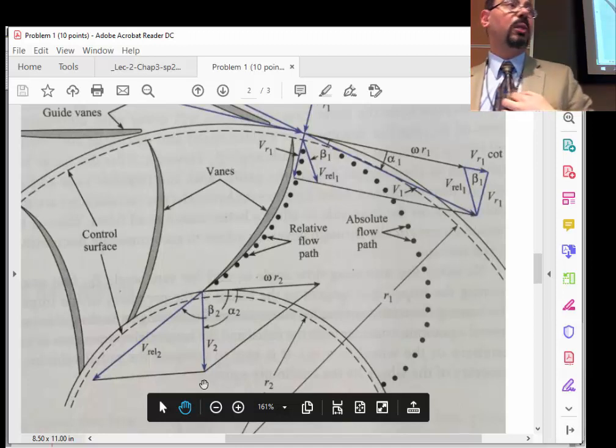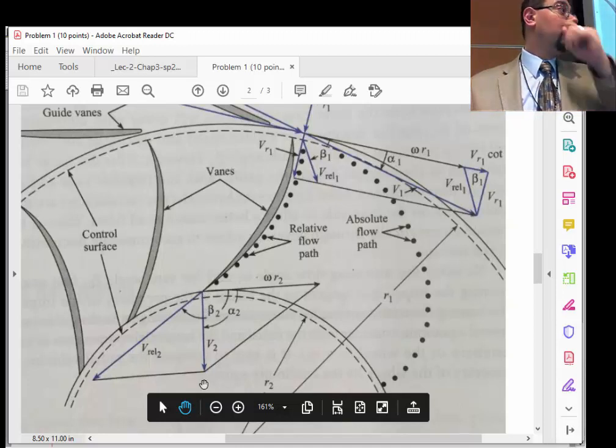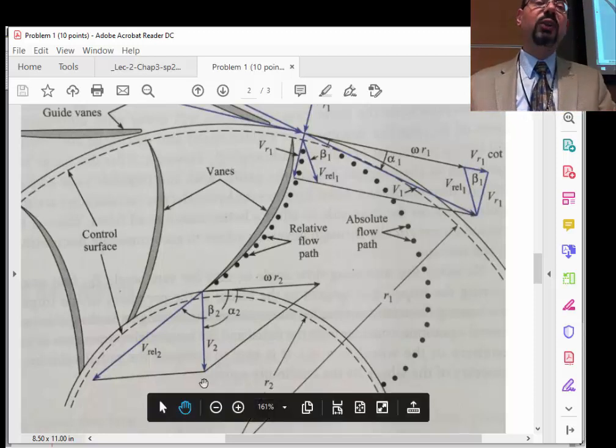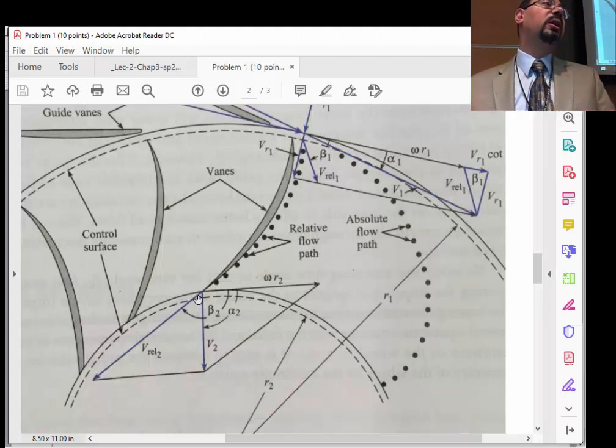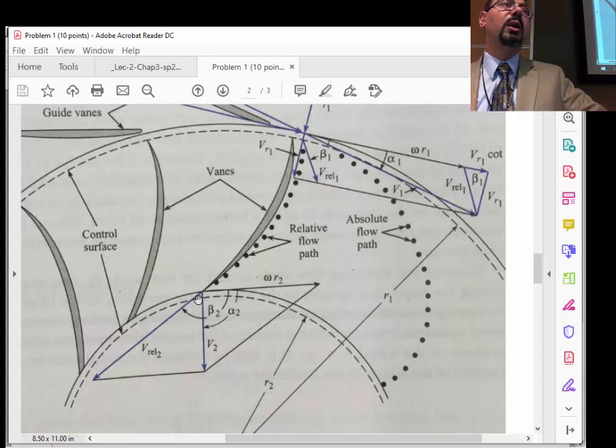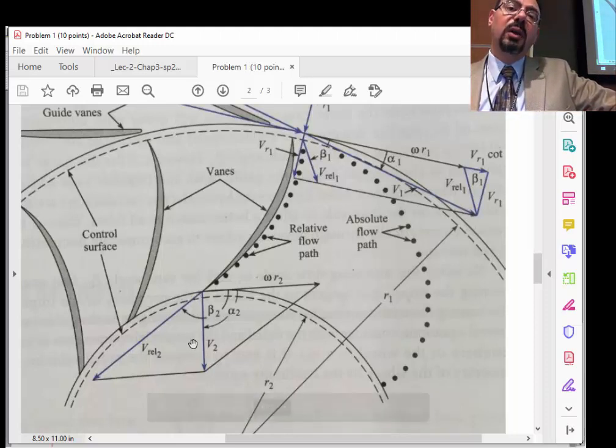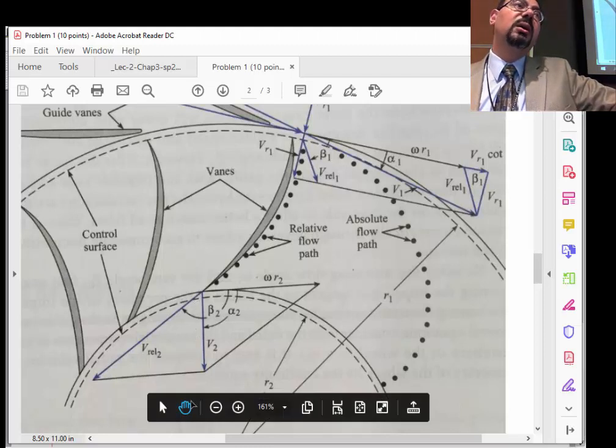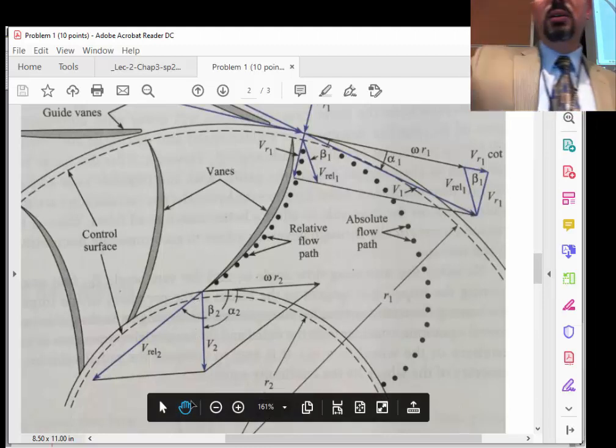And if I want to do a good job in this turbine design, I should make sure that V2 is, if I'm really doing a great job designing this turbine, I want to market this and say this is the best turbine you can ever buy in your life, then V2 needs to be all radial, right?